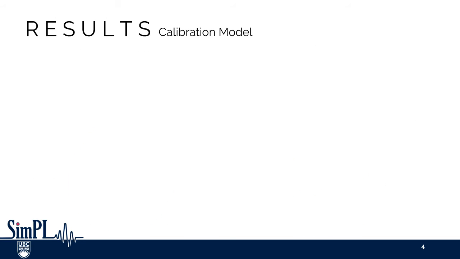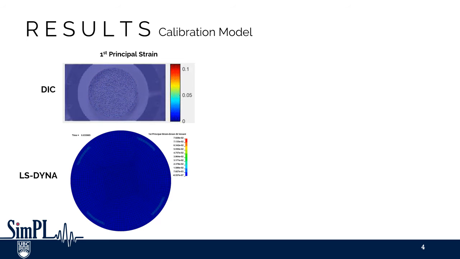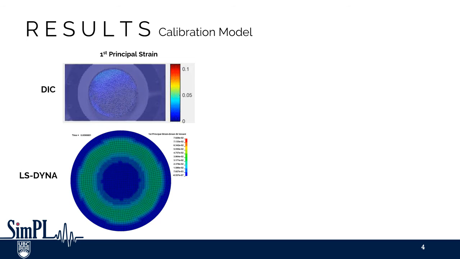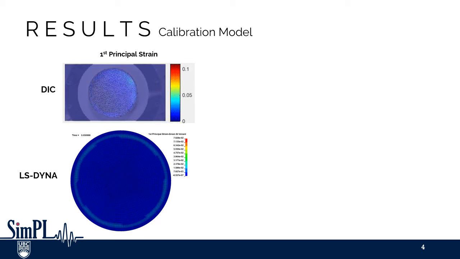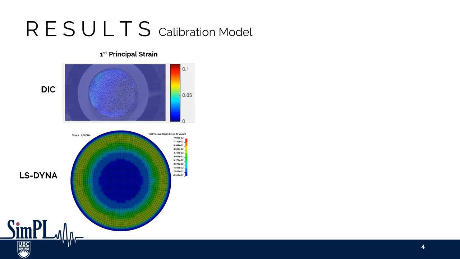First, we compare the strain results of the digital image correlation calibration model with the identical finite element replica created in LS-DYNA. The strain values and trends observed from the DIC and the FE model show relatively good agreement. Here we see first principal strain propagate from the edge to the center of the models.